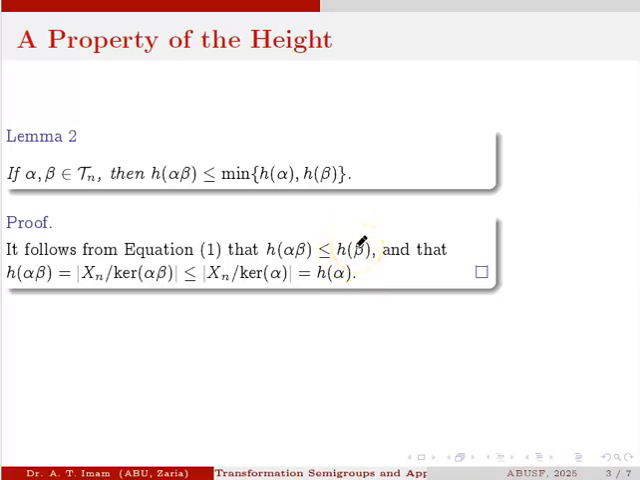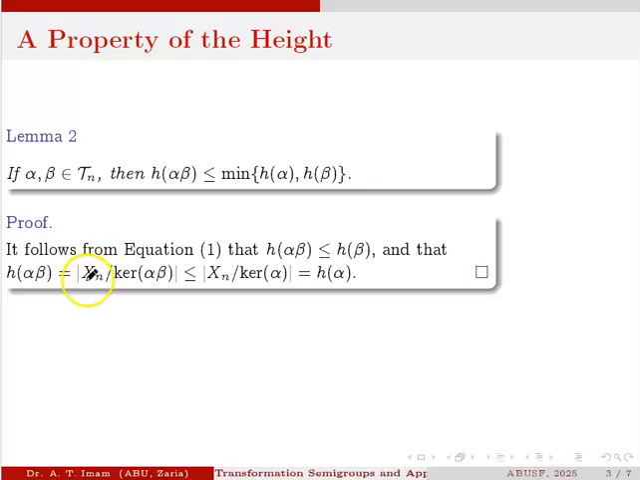So one will immediately observe that the height of the product is less than or equal to the height of the last factor of the product, because the image of alpha beta is always contained in the image of beta, and therefore the cardinality of the image will be less than or equal to the cardinality of the image of beta. And likewise, by the same equation, one will see that the height of alpha beta is equal to |Xn / kernel of alpha beta|, and this will be less than or equal to |Xn / kernel of alpha|. This is because the kernel of alpha beta is bigger than the kernel of alpha.